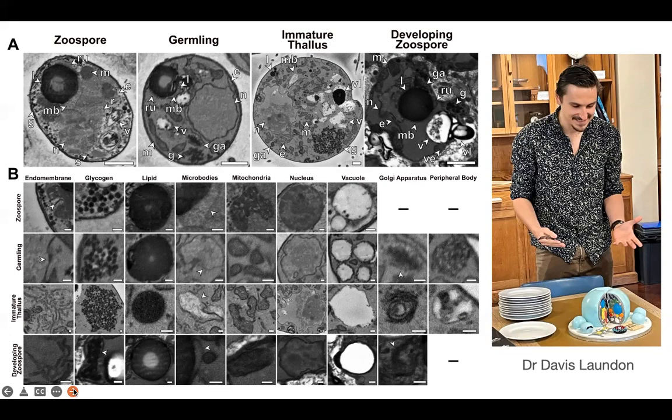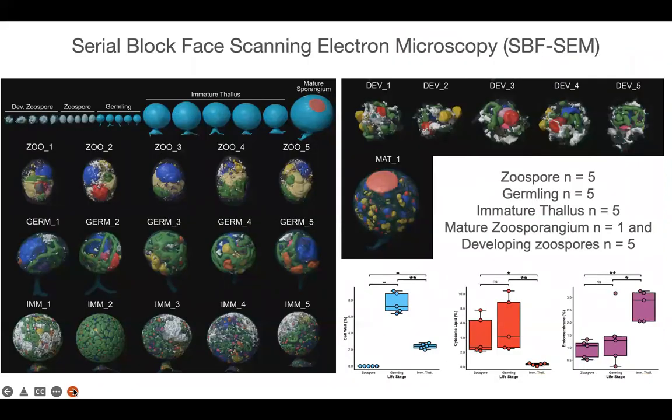Okay, so what do these data look like? This is basically what we get. We get a three-dimensional model of the different life stages, and we have everything in quintuplicate, so 5 replicates of each. So 5 zoospores, 5 germlings, 5 immature thalli. We could only get 1 mature zoosporangium because it was so painful to analyze. So just 1 mature zoosporangium. But within that 1 mature zoosporangium, we actually then looked in detail at 5 developing zoospores.